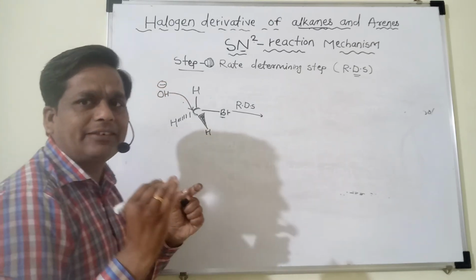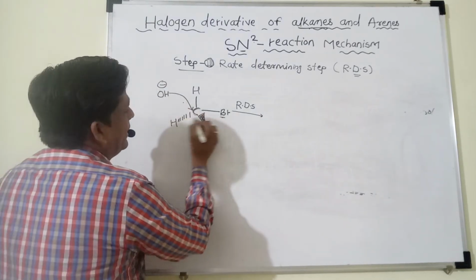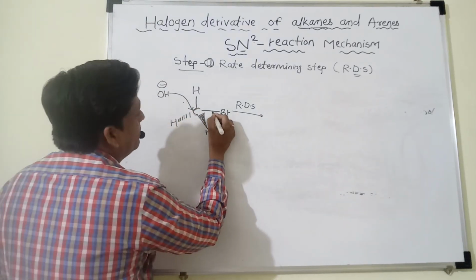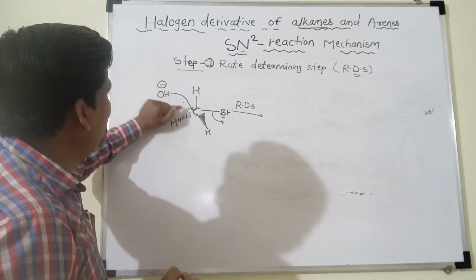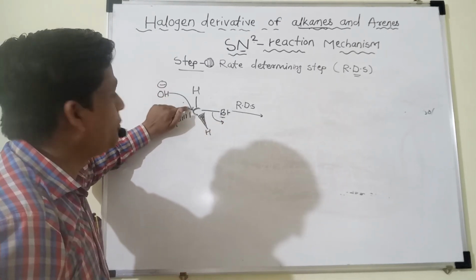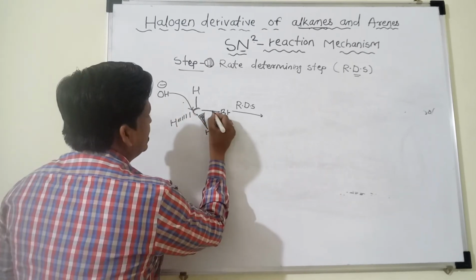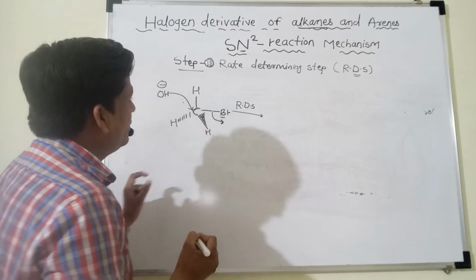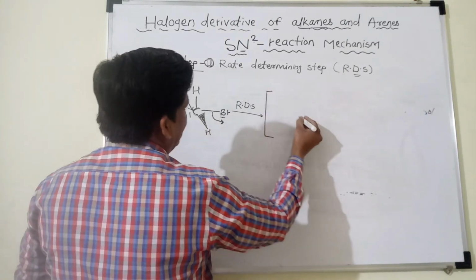In any chemical reaction, you have to remember one thing. Okay, one bond breaks and another bond is formed. Bond breaking and bond making take place simultaneously. Okay, if the OH group attacks here, then there will be the formation of a new bond and this bromine will be removed, that is the bond is breaking. Okay, so that can be shown in the TS, transition state.